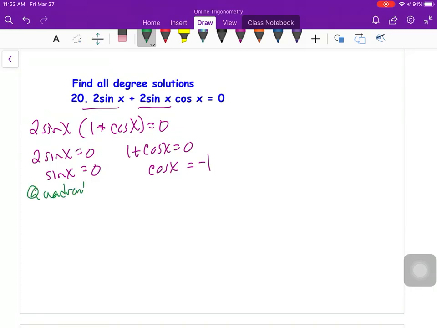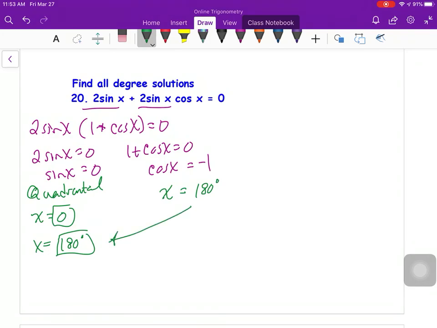Both of these are quadrantal. The two places where the sine is equal to 0 would occur at x equals 0 and x equals 180. It's the places where the y would be equal to 0. Cosine x equals -1 is when the x is -1, and that would be 180 degrees. We already have that one, so no need to box it.